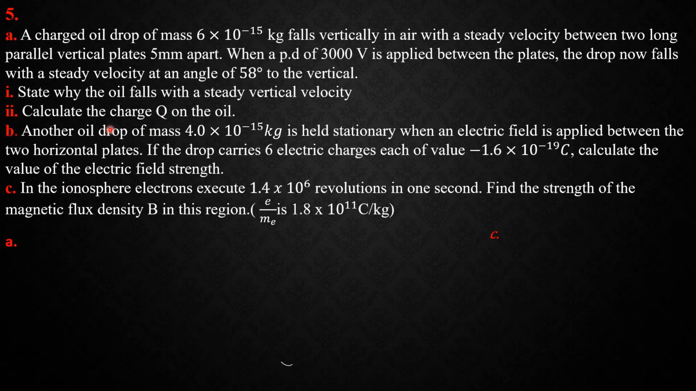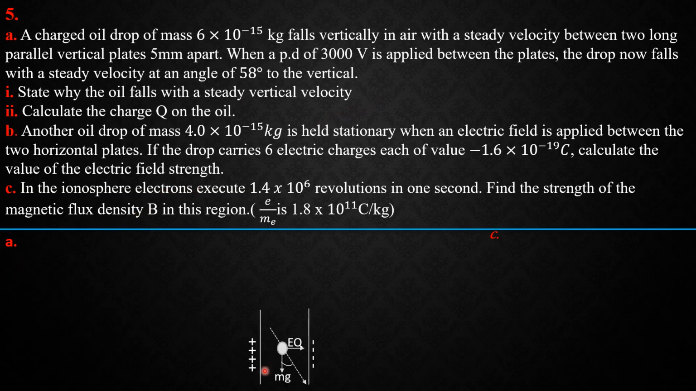All right, so question 5 says a charged oil drop of mass m falls vertically in air with velocity v between two long vertical plates 5 millimeters apart. When a PD of 3000 volts is applied between the plates, the drop now falls with a steady velocity at an angle of 58 degrees to the vertical. State why the oil falls with a steady vertical velocity.